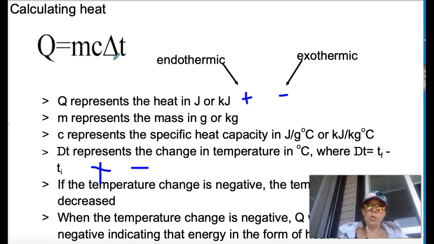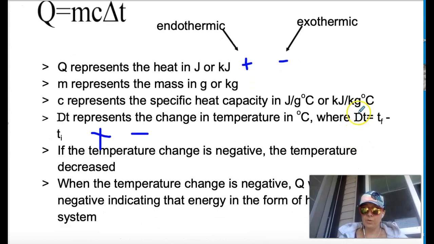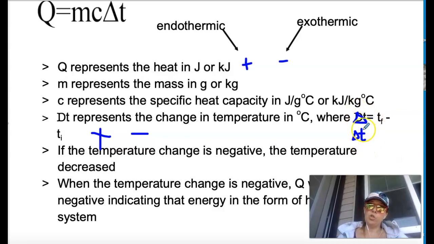Sometimes, though, instead of telling you what the temperature change is, they're going to give you an initial temperature and a final temperature. And that's where you're going to have to actually calculate it. Sorry, this shouldn't be a capital D. That should be a delta, right? So it should be that triangle. So that should be that delta T. Sorry. My triangle drawing skills are off today. So it should be delta T is equal to the final temperature minus the initial temperature.